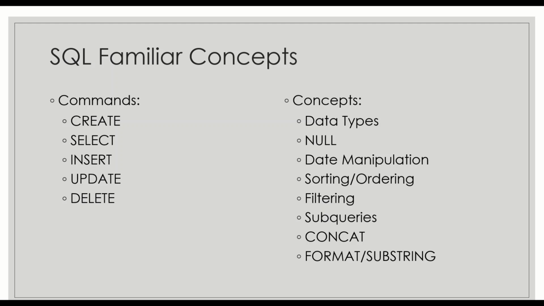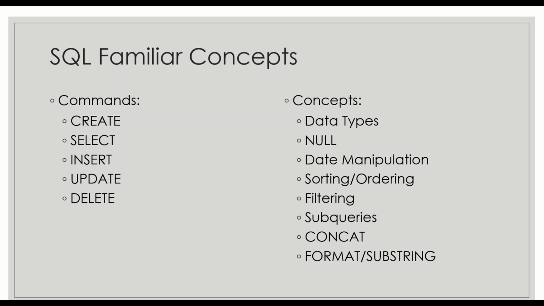The first is data types. So we know that each field in a table has its own data type, something like int or varchar or bit or date time. So we're familiar with the use of data types. The idea of null when data does not exist. We've looked a lot at date manipulation, so things like date add and date diff, and using get date. Sorting and ordering, using an order by line in a query. And filtering using the where line.